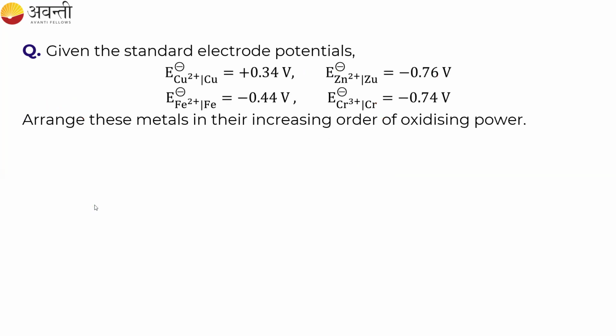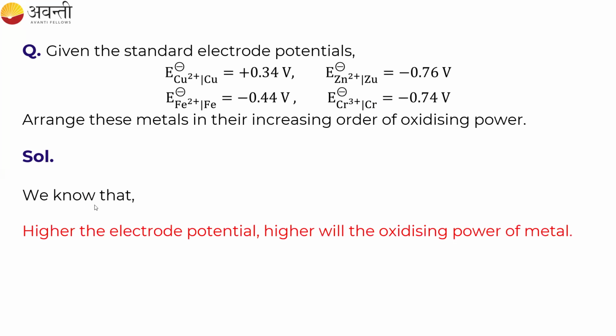Given the standard electrode potentials, arrange these metals in increasing order of oxidizing power. Here we have four species values. We have to arrange them in increasing order of their oxidizing power. We already know that the higher the electrode potential, the higher the oxidizing power. I gave you two relations in the previous slides, where we studied this concept. Just check from the four values which one is more oxidizing in nature.